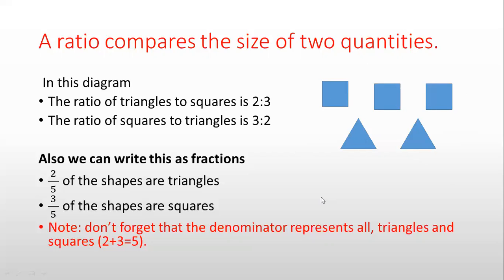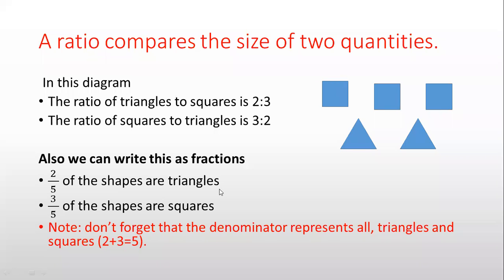What does it mean? You have five shapes here. So the total number of shapes you have to write as the denominator, down. So I can write 2 over 5: 2 over 5 of the shapes are triangles.